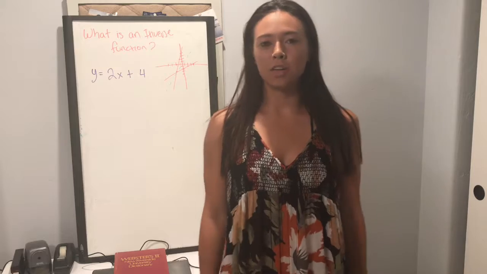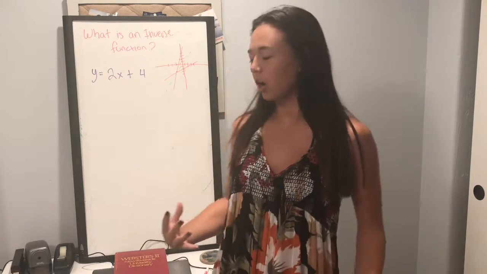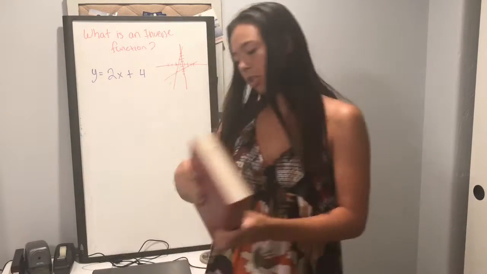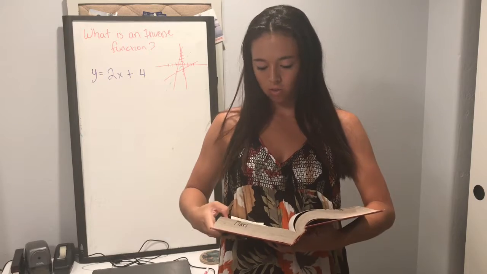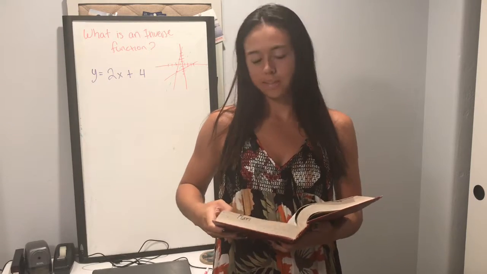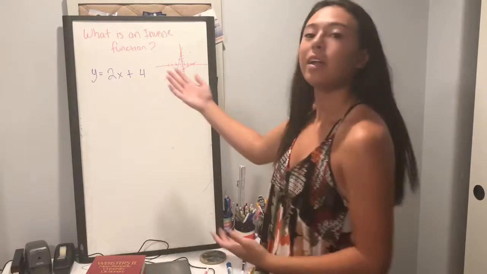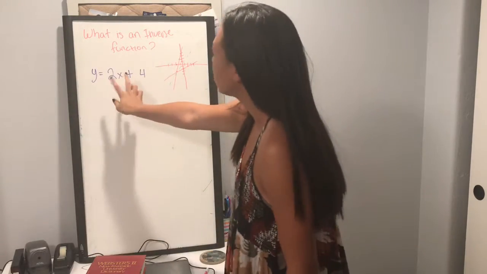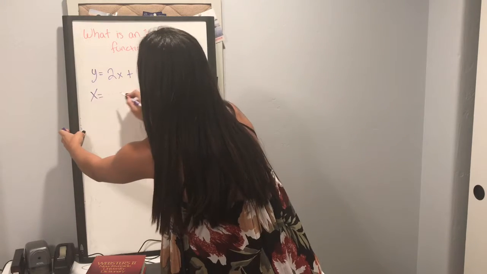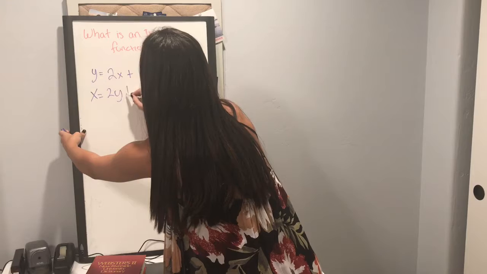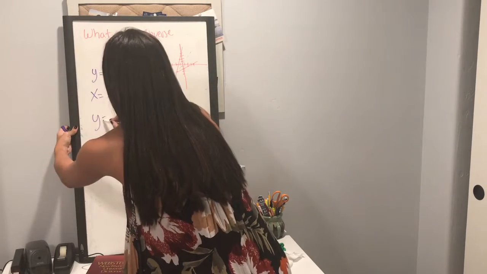Now, before we can begin solving for the derivative of inverse functions, we must first understand what inverse functions are. Webster's dictionary defines an inverse as something that is the opposite, or the reciprocal of a designated quantity. That is basically what we're doing here in math. So to find the inverse, you just flip the x and y value. So for this equation, it would be x equals 2y plus 4.